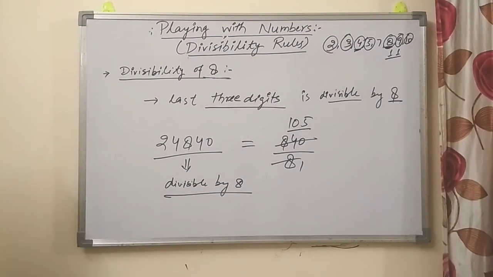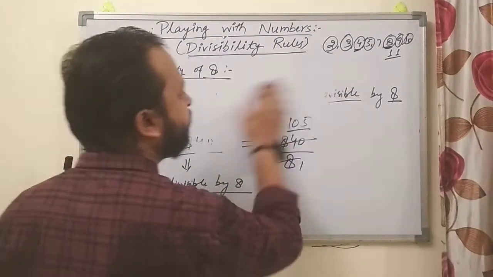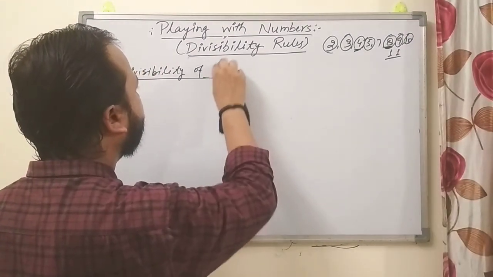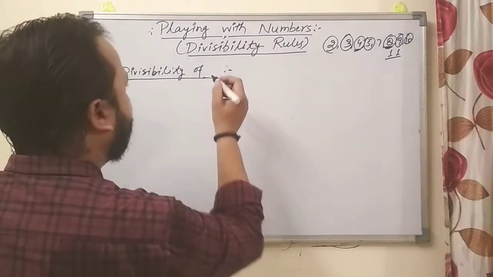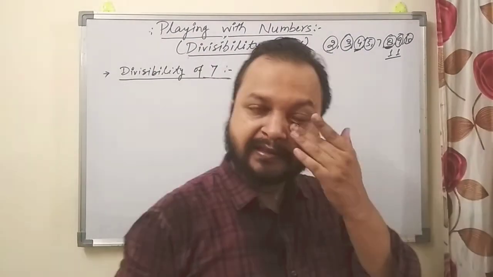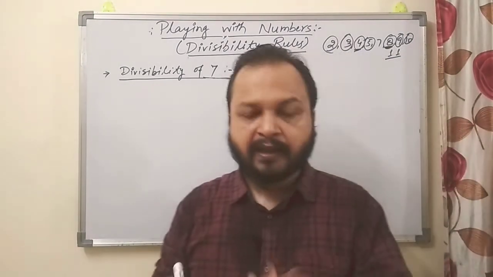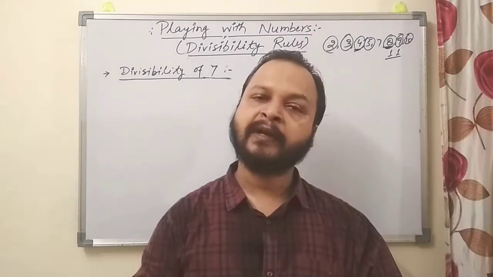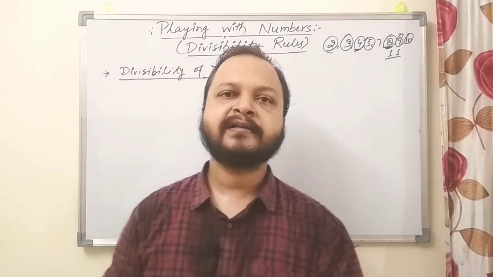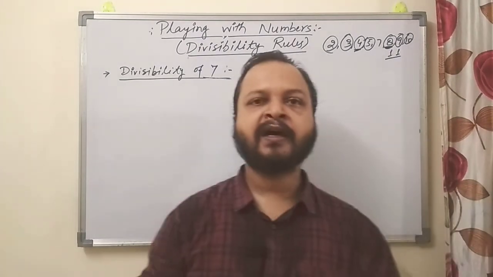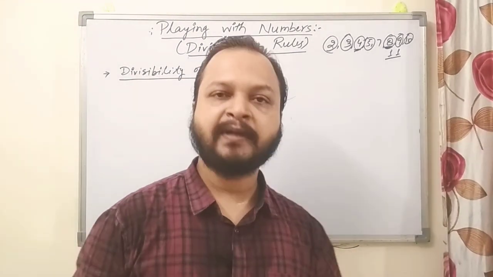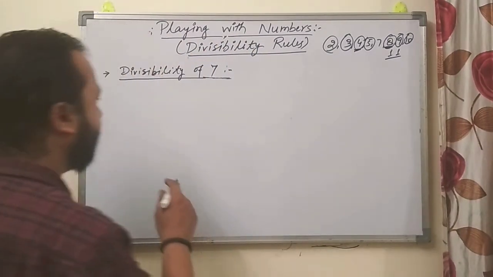Now come to the divisibility rule of 7. The rule states that if we separate the unit digit from the given number, double the unit digit, and subtract the double part from the remaining number, and if the resultant is divisible by 7, then that particular number is divisible by 7.